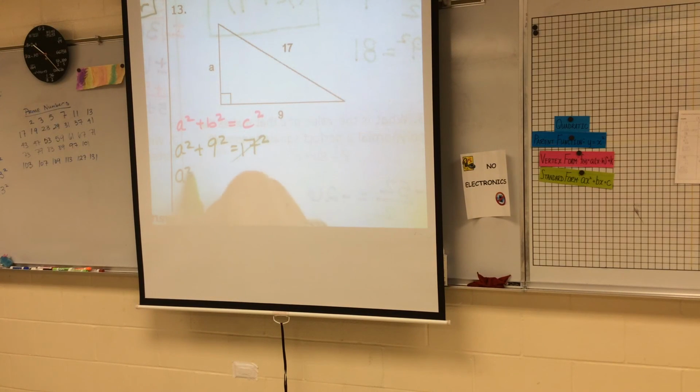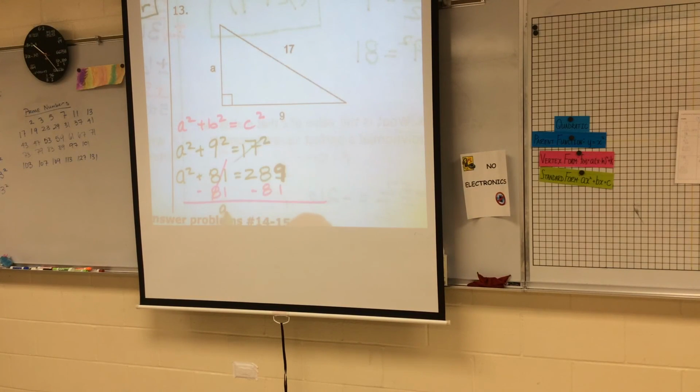So then I have a squared plus 9 squared, which is 81, equals 17 squared, which is 259? 289. Sorry, why did I write a 5? I always have trouble with 17 squared. I don't know why. I can never remember. All right, so then to find a, I'm going to do the inverse of add 81 and subtract 81. Beautiful. So I get a squared equals 208.